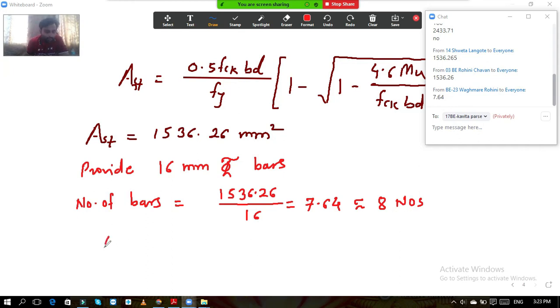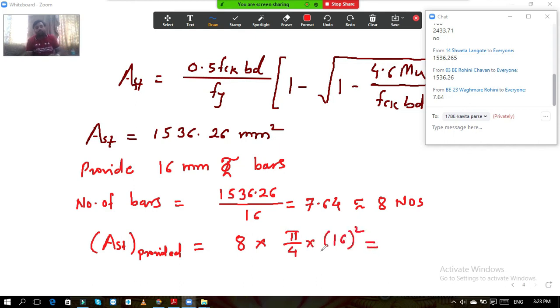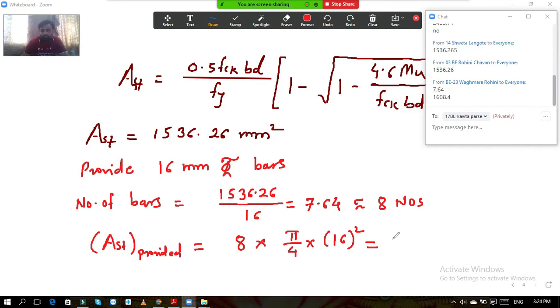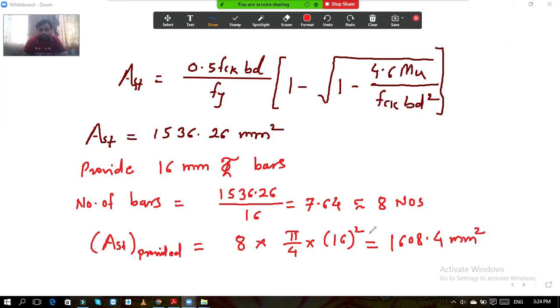So calculate the area of steel provided. What area of steel are we going to provide? We are going to provide 8 bars and each bar is having a diameter of 16 mm. So pi by 4 into 16 square. Now this is your AST provided, 1608.4 mm square. Okay, so it is enough now. Today we will stop over here.